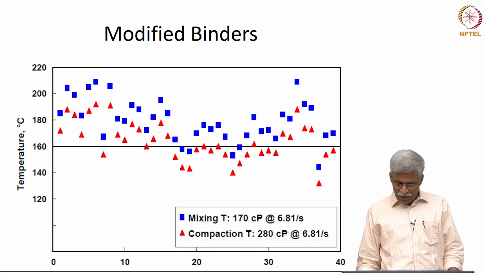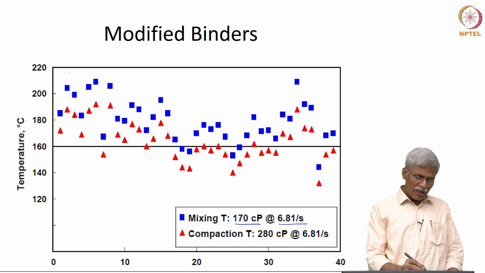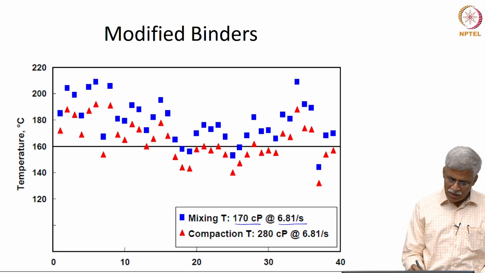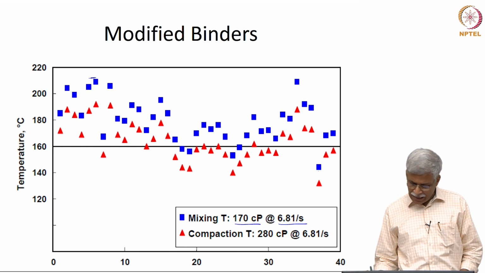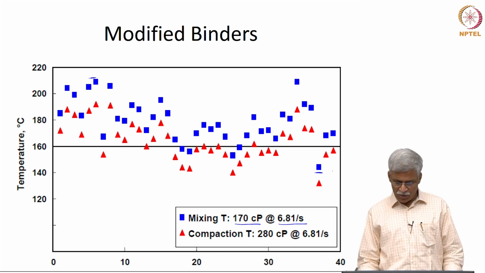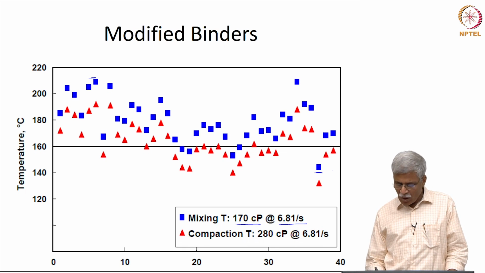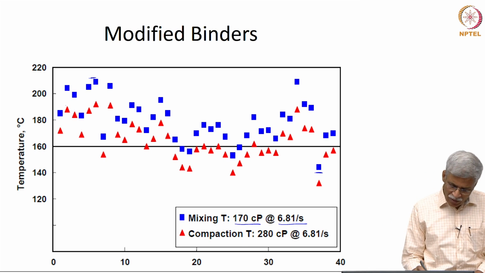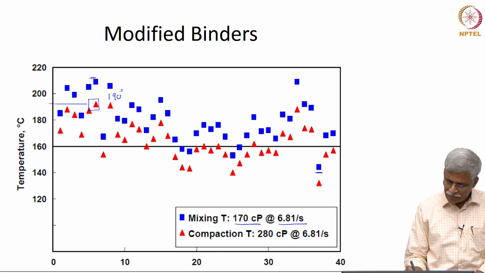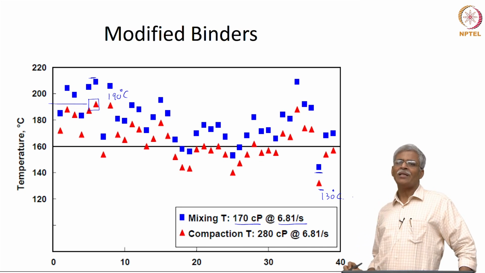So, you can see that if you are looking at 170 at a shear rate of 6.81, you have a range of binders. The maximum is somewhere here, around 210 degrees centigrade, and it goes down to close to 140 or 145 degrees centigrade. So, you can have modified binders which will show the same mixing viscosity at this particular temperature in this wide range. If you are talking about the compaction temperature, again, if the maximum value is around 190 degrees centigrade, you can have the minimum value coming almost close to 130 degrees centigrade. So, this is the range that you are now getting here.